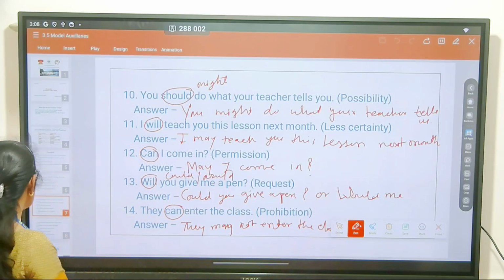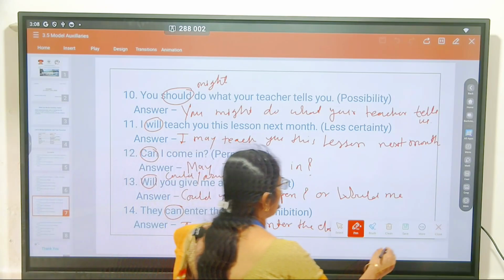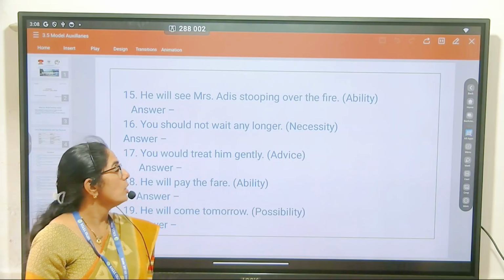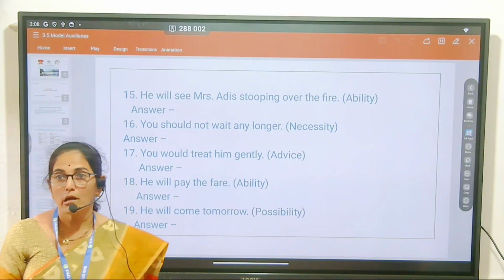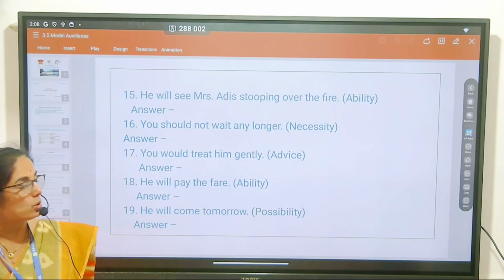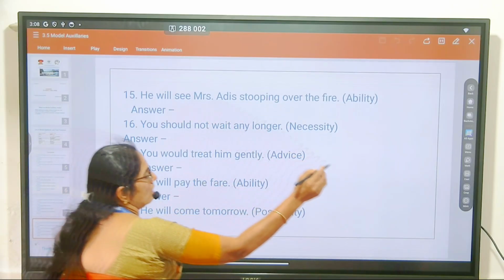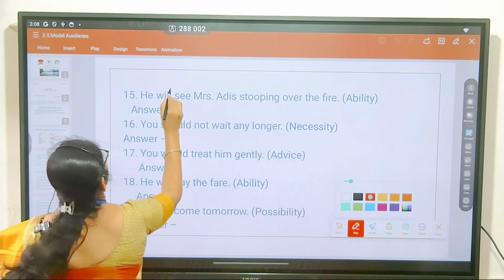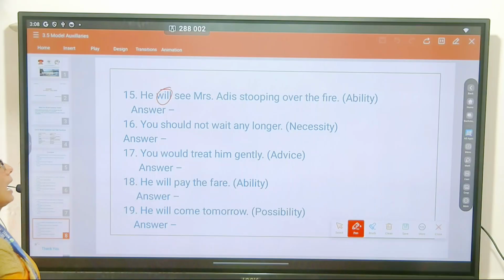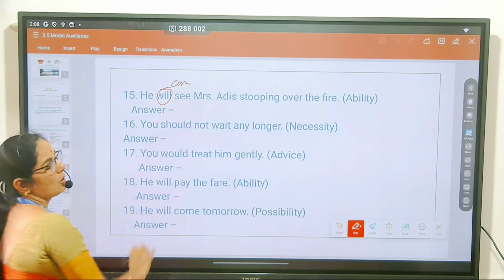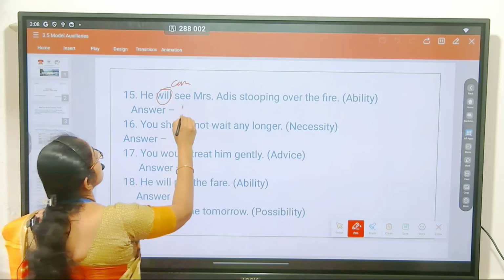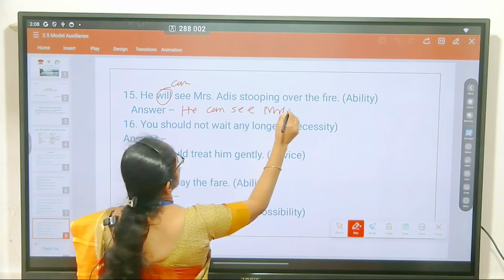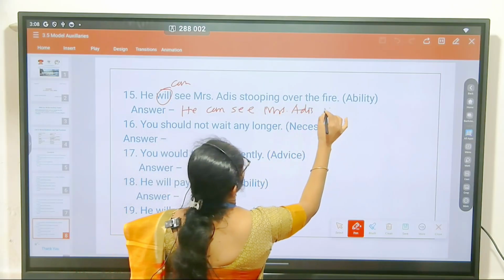Okay, now the last slide, this one, and then we will stop here. Okay, see the next. He will see Mrs. Addis stooping over the fire. Here the ability modal auxiliary is given. So instead of will, we have to take can. Can denotes the ability. So how is our answer? He can see Mrs. Addis stooping over the fire.